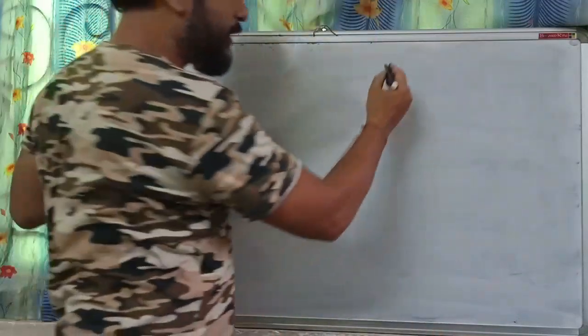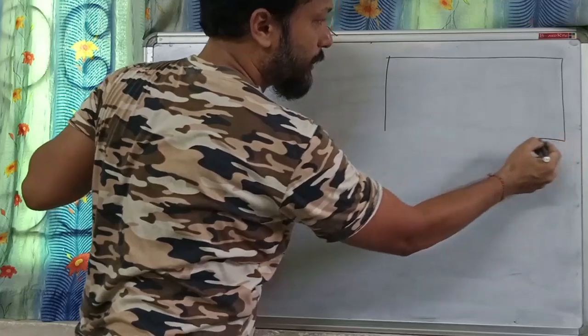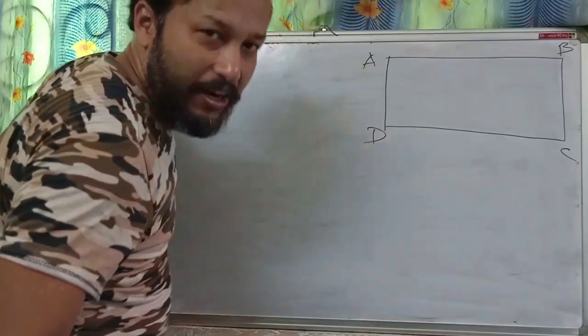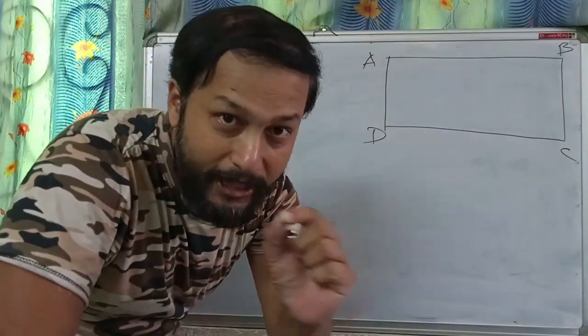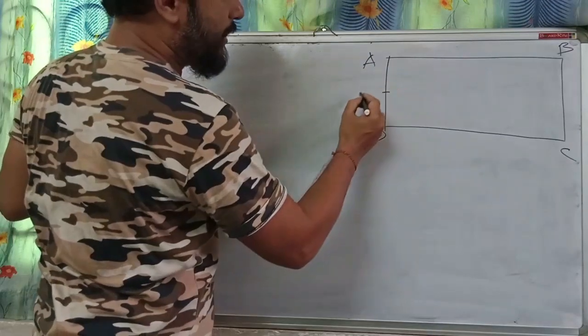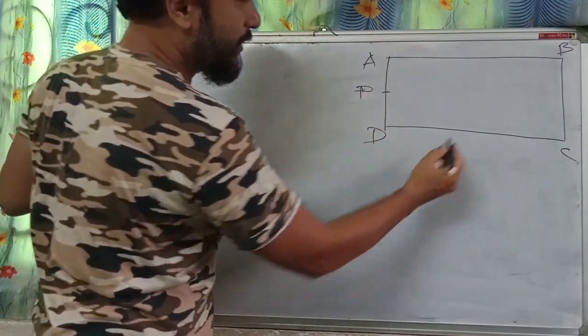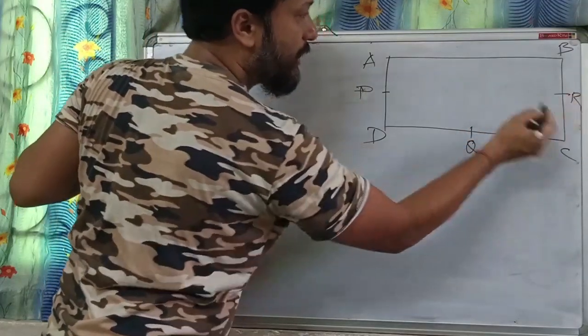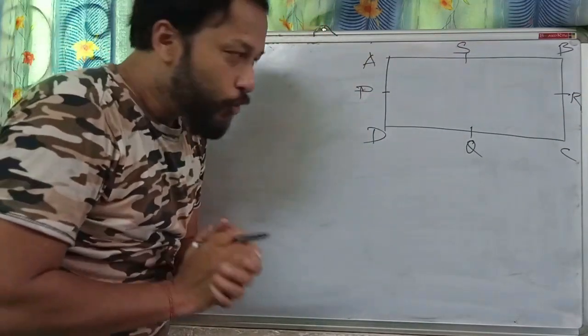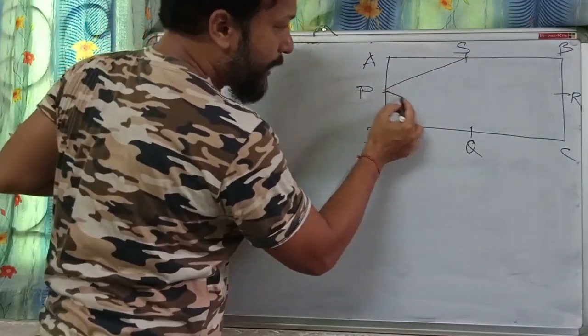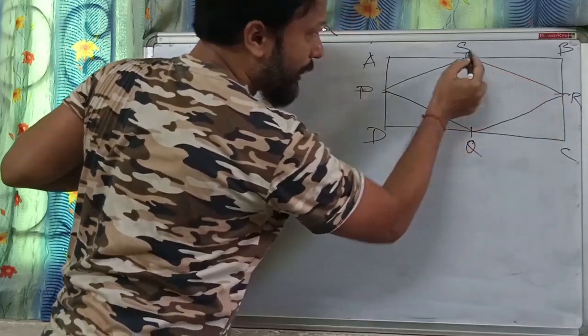This is the rectangle ABCD. Now we are going to join the midpoints of all the sides. P is the midpoint of AD. This is Q, this is R, and this is S. So P, Q, R, S are the midpoints of all the sides of the rectangle. We are going to join them now: PS, PQ, QR, RS.